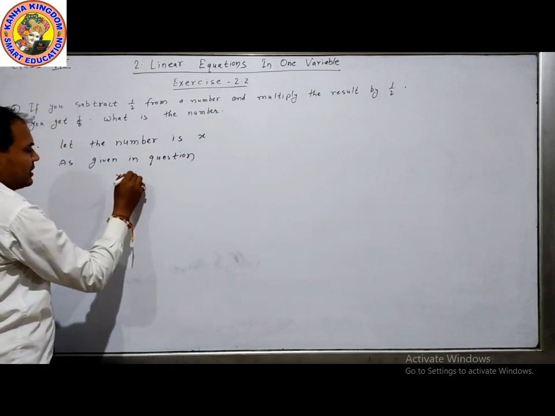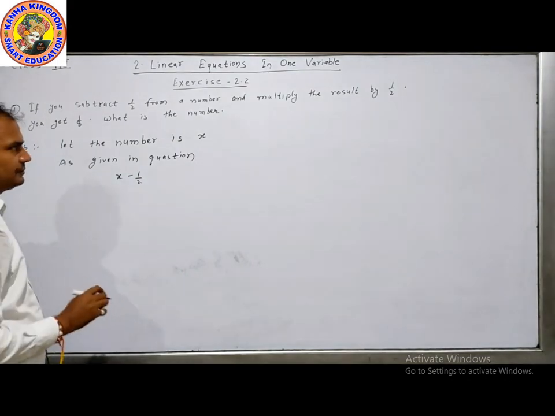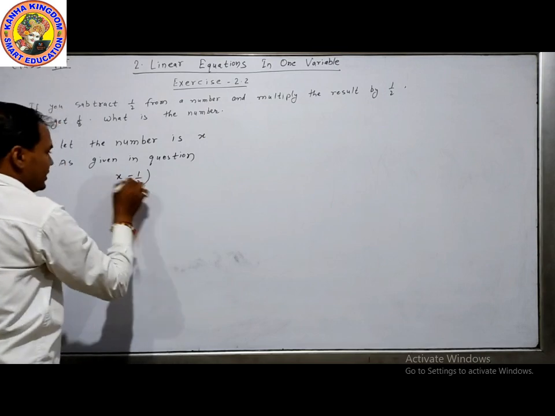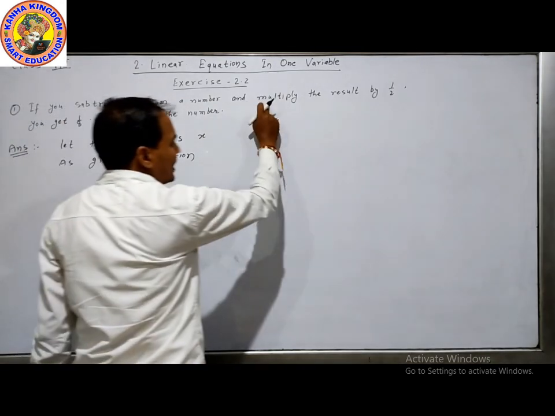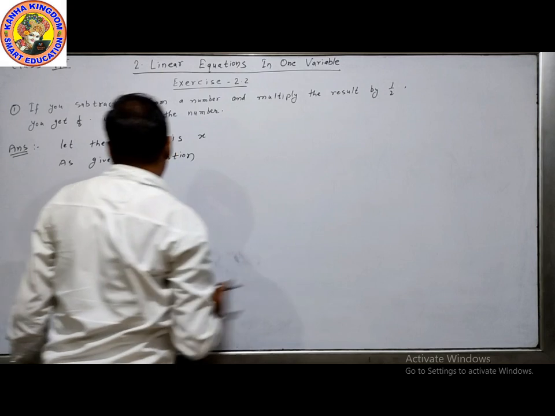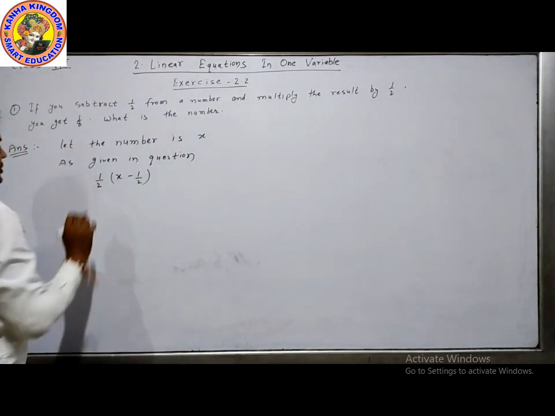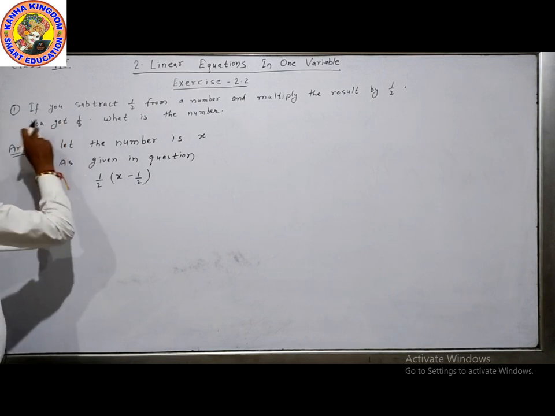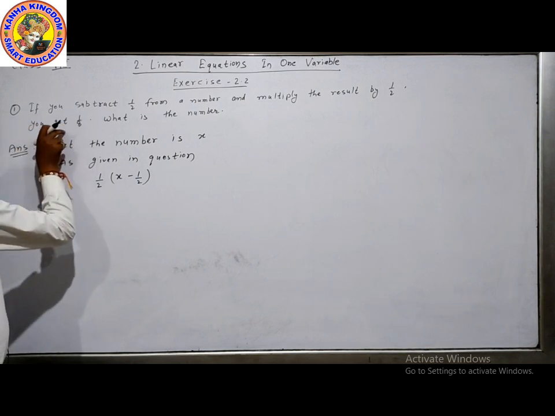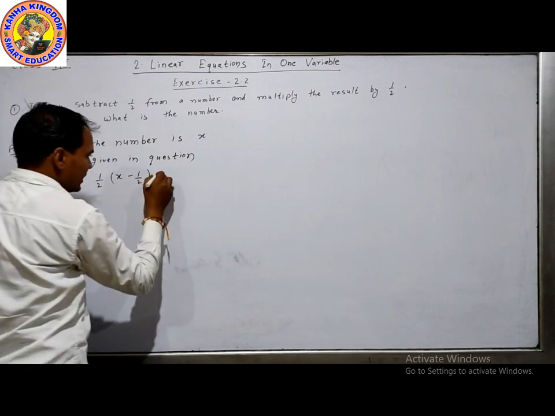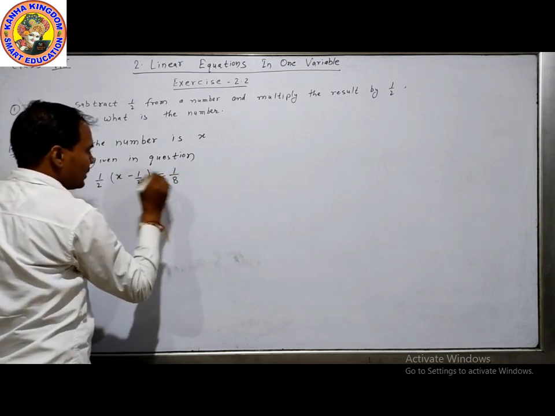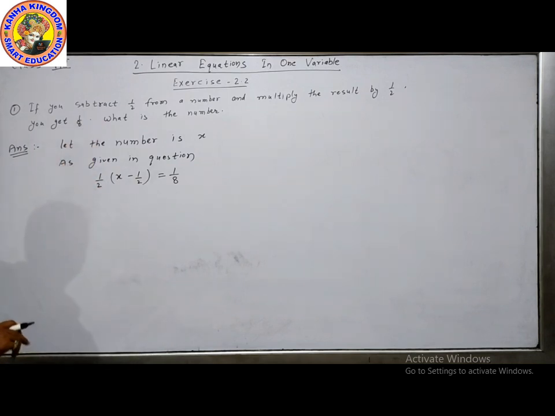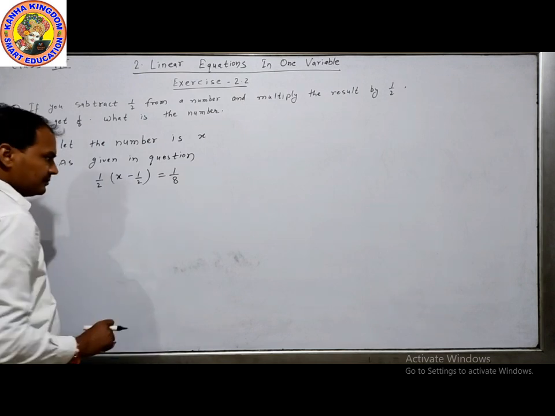You have subtracted half from the number, and then multiply the result. This is the result. Multiply this result by half. You get 1 by 8. You get an answer of 1 by 8. What is the number? Find the value of x. Then this is our equation.